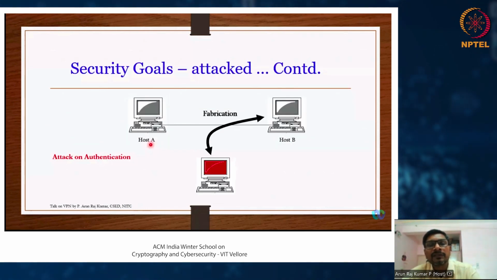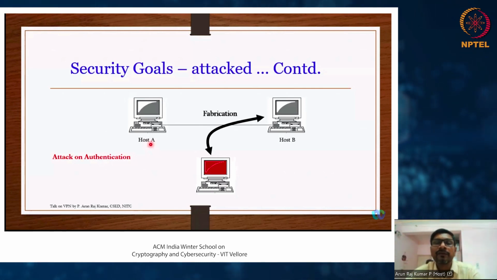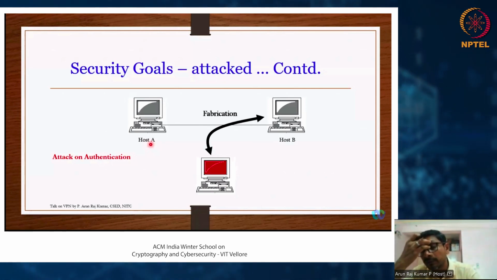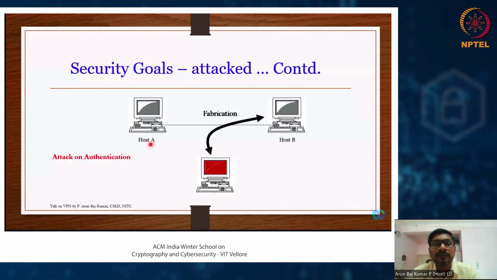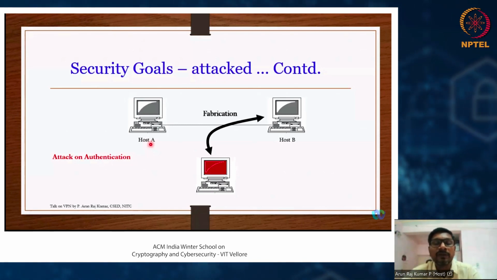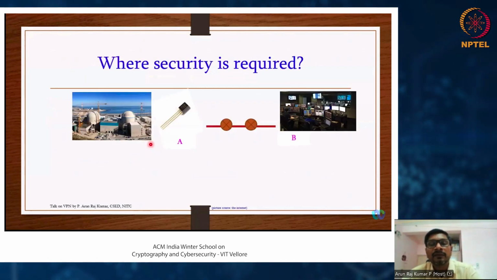All right. So when you go back to the security goals, all these 5 goals are important when we talk about the algorithm. If you take any security textbook, all these textbooks talk about these goals one by one. So where is security required?